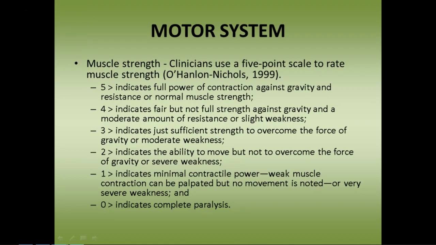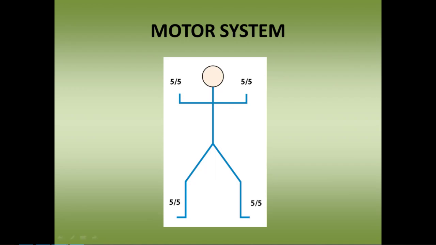Next. Motor system. Usually, if you look at this one, in the assessment charts, usually ganyan yung drawing. So, 5 out of 5. So, ibig sabihin yung muscle strength niya on his left upper limb is 5 out of 5. Right upper limb is 5 out of 5. Left lower limb, 5 out of 5. Right lower limb pala. And then left lower limb.